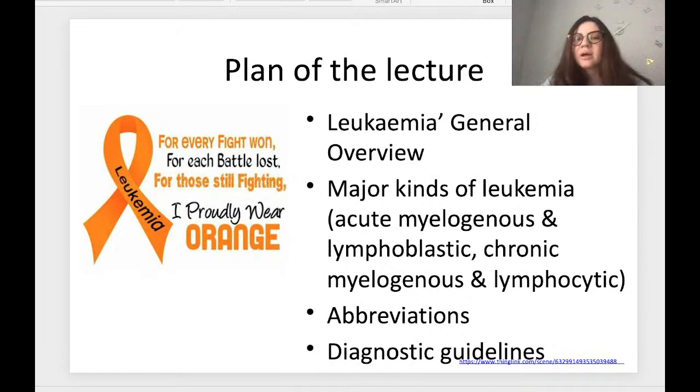It's acute myelogenous, lymphoblastic, chronic myelogenous, and lymphocytic. We will discuss what is that and what the difference between them. And in the end of the lecture, it will be a list of abbreviation and diagnostic guidelines for you.